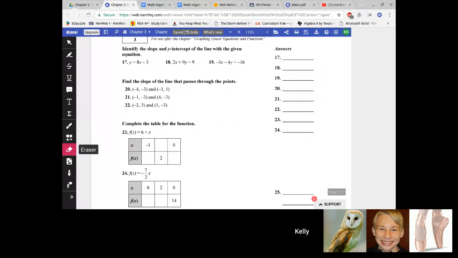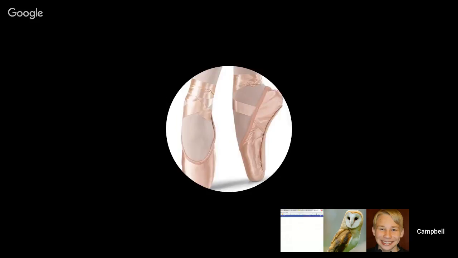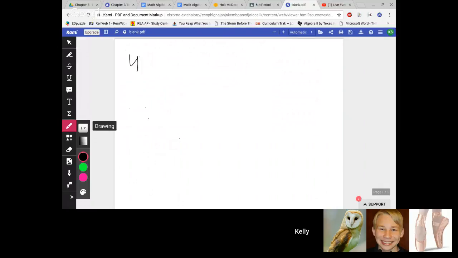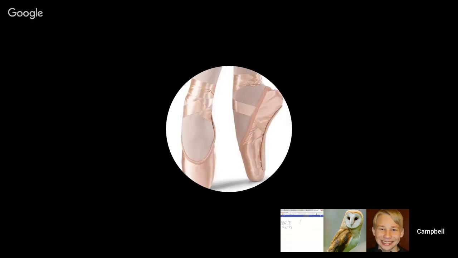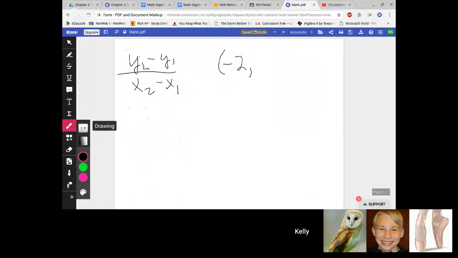All right, do you want me to do the last slope problem? Sure. Okay, let me jot it down because I can't remember those points from one screen to the next. Okay, so once again, the formula. Maybe I'll get it right this time. So here's the ordered pairs.